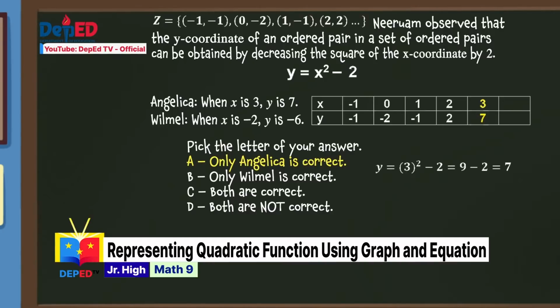Indeed, Angelica is correct. Now, when x is negative 2, y must be equal to the square of negative 2 minus 2. And this is equal to 4 minus 2. And the result is 2. Hence, Wilmel is not correct since she gave the wrong value of y when x is negative 2.